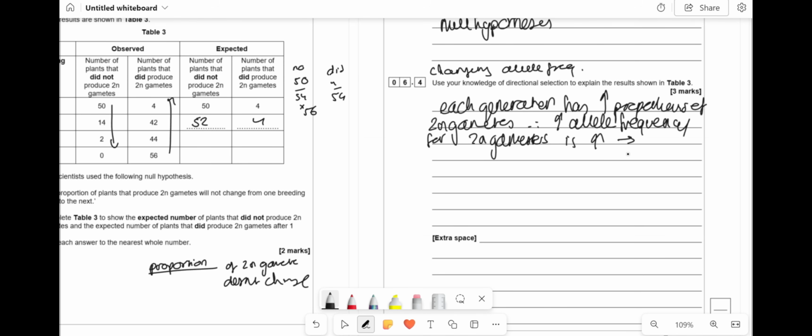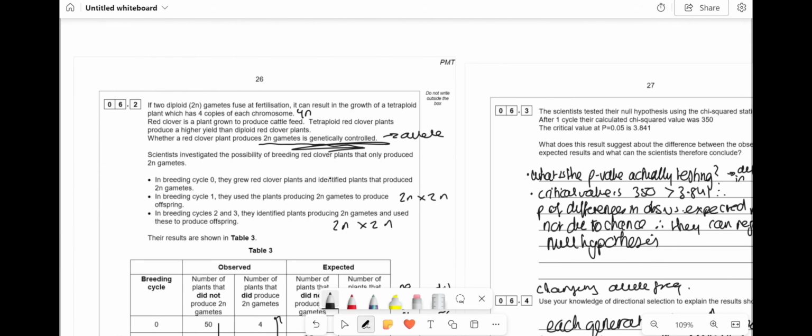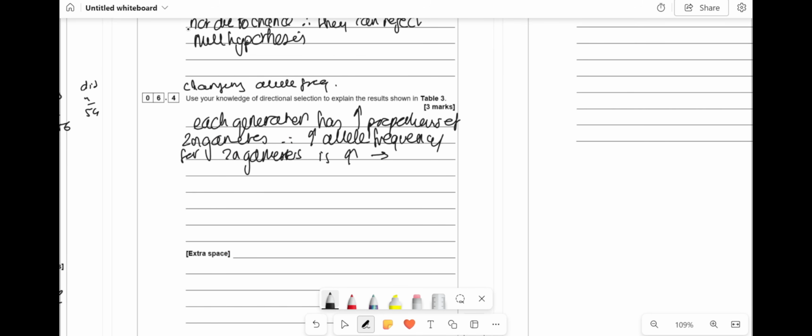Why is there selection happening? A lot of people talk about survival, reproduction, this and that. They're not surviving or reproducing. The scientists literally made them breed. So there are no selection pressures here other than just the breeding. The question has literally told you that the scientists have picked 2n producing plants. The selection pressure is the scientists saying, okay, you get to breed, you don't. So the reason this is happening is because scientists chose and bred 2n gamete making plants.